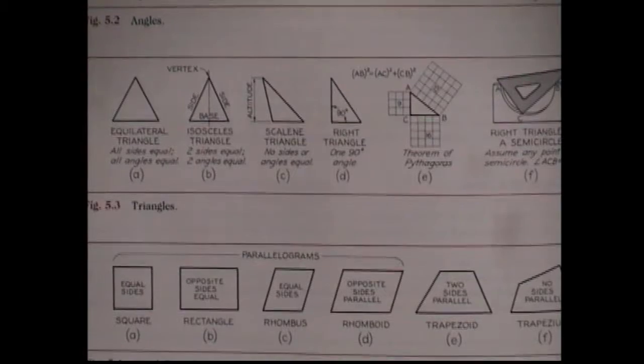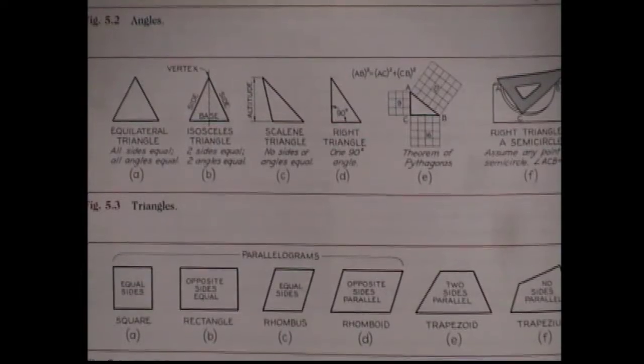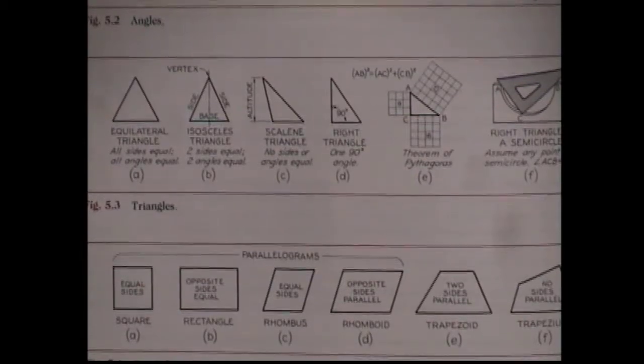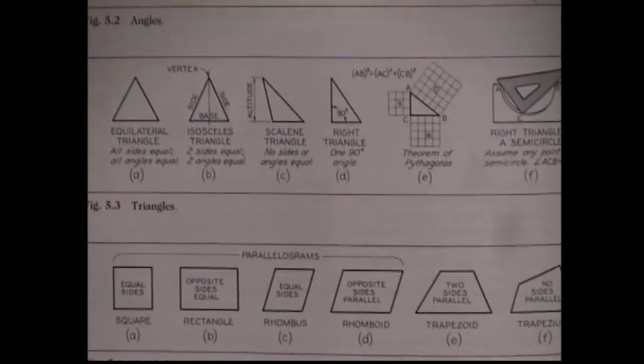So an equilateral triangle, because it's equal on all sides, is a regular polygon. And all the angles are equal, and those angles are 60 degrees. Because what's the total sum of angles in a triangle? 180. What's the total sum of angles in a circle? 360.